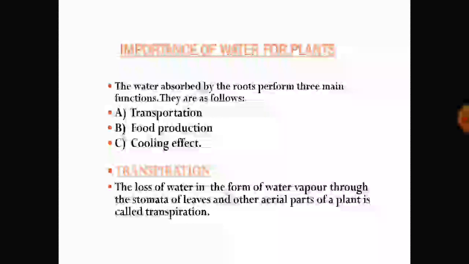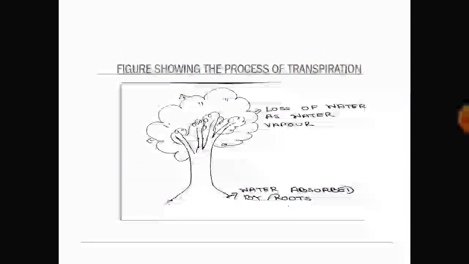this takes place due to transpiration. So, what is transpiration? It is the loss of water in the form of water vapor through the stomata of leaves and other aerial parts of a plant. Now, what are stomata? Stomata are minute pores present mainly on the lower surface of the leaves. They are also present on the upper surface. This is a figure showing the process of transpiration.